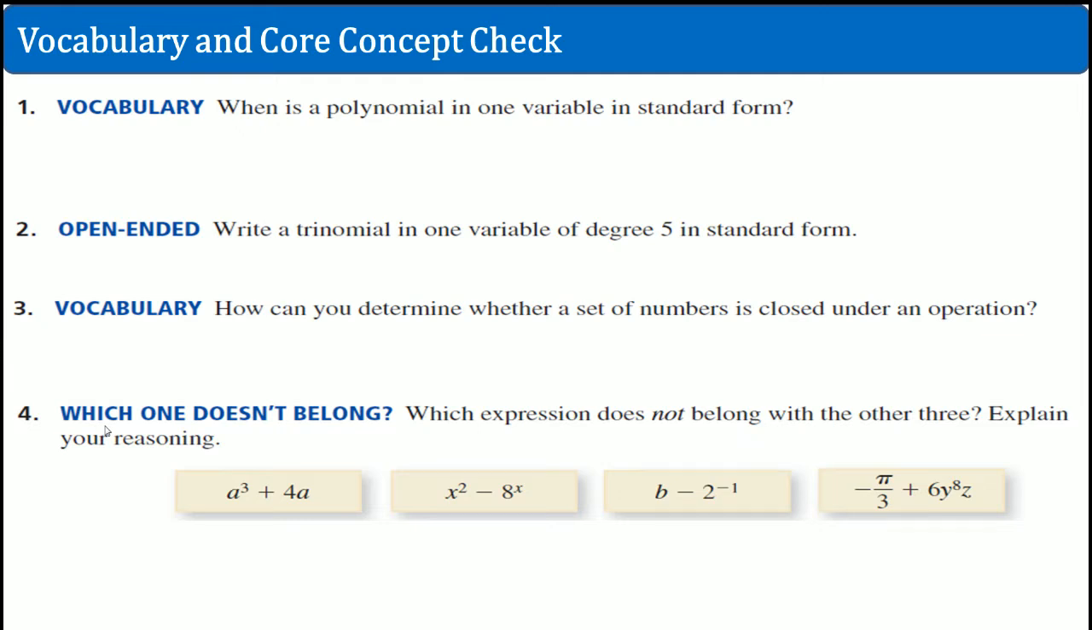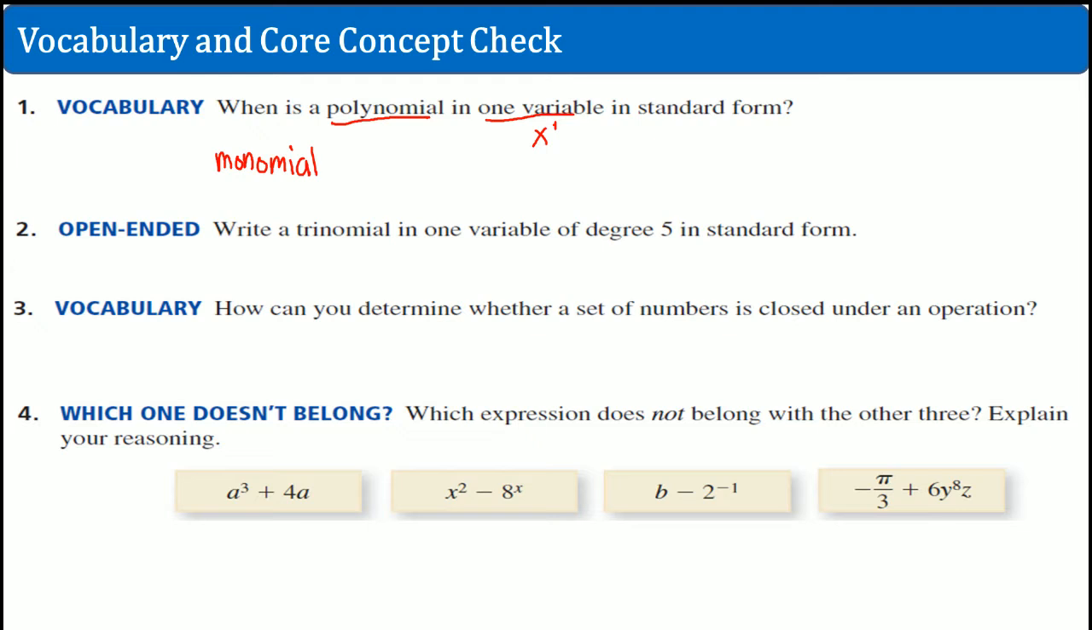So number one, the vocab. When is a polynomial in one variable in standard form? Okay, they're looking for a word. Alright, so here we know that it is a polynomial that has one variable. So let's use x, and it's already in standard form, degree 1. What will we call that? Okay, we have a word for that. It's called a monomial. Again, one term, one variable.